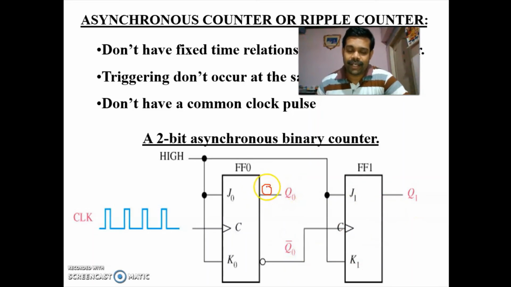When you have an output of 0 at Q naught, the flip flop will not conduct. This is flip flop 0 and flip flop 1. Only if you have 1 at Q naught, then here it will be 0, and that 0 will be inverted to 1. Then flip flop 1 will conduct.